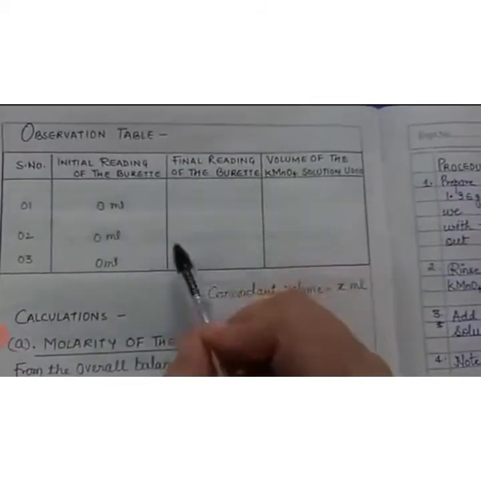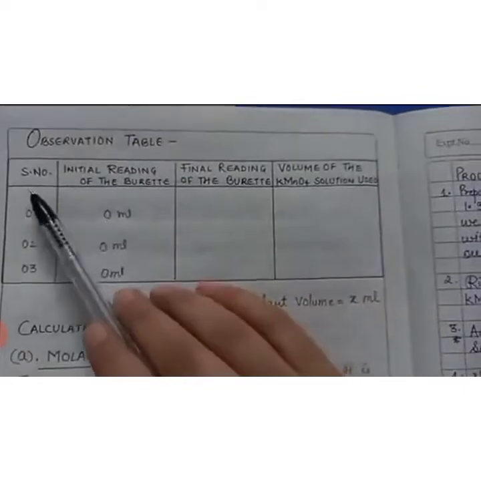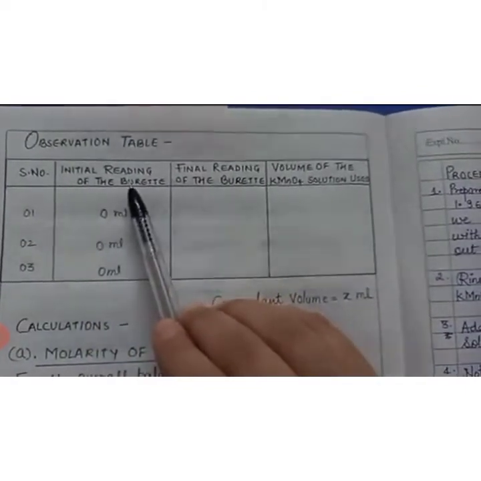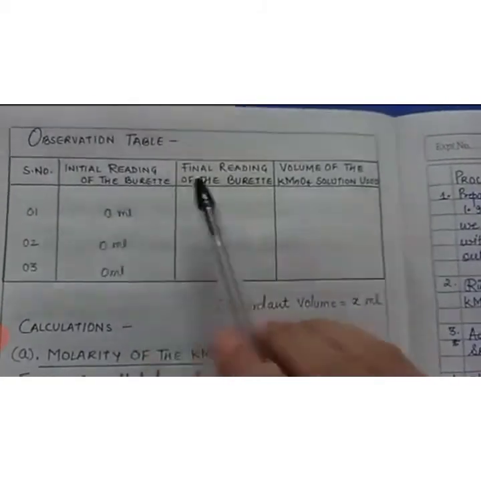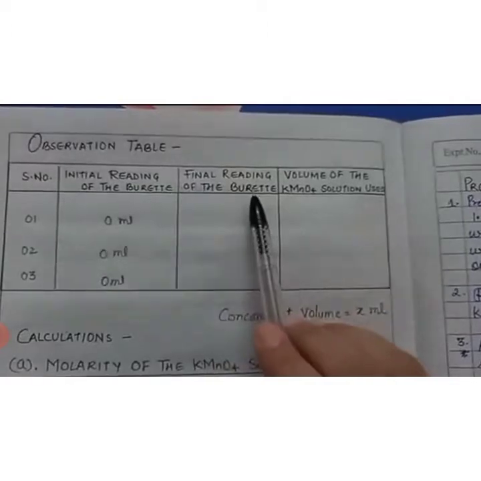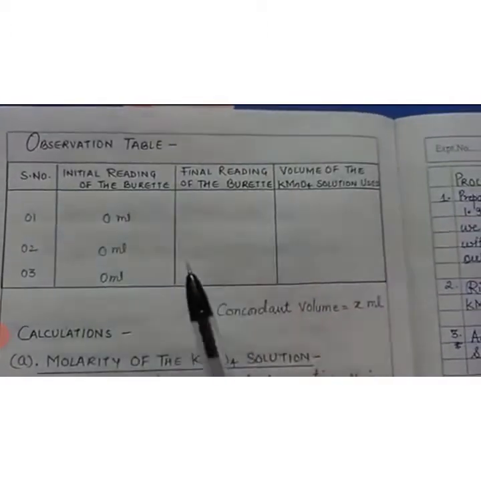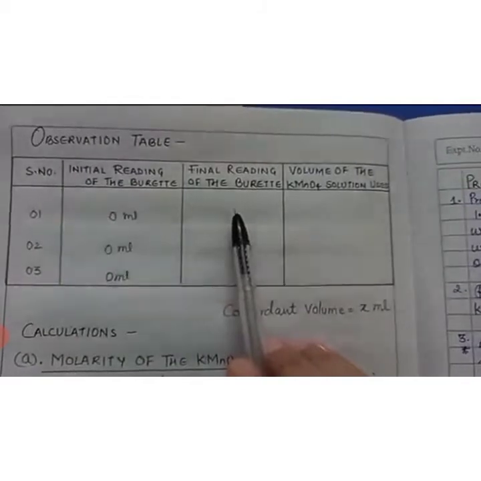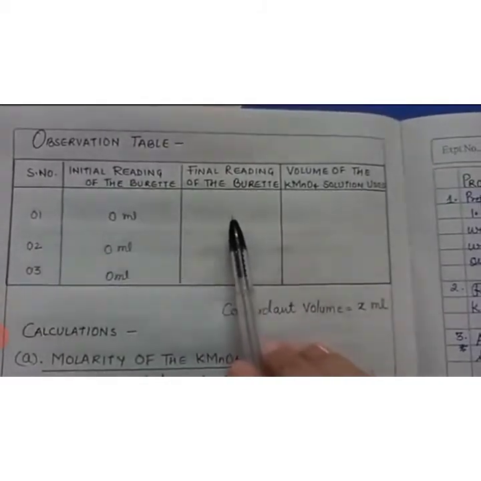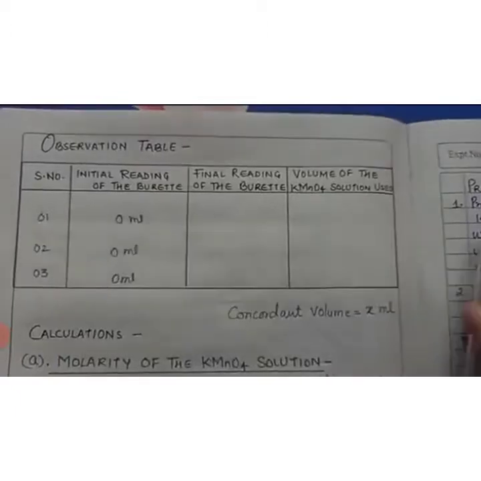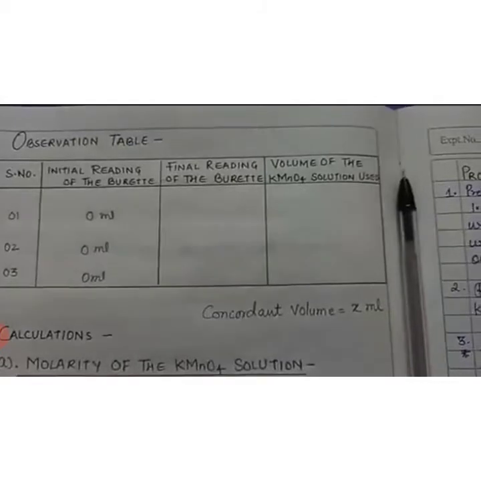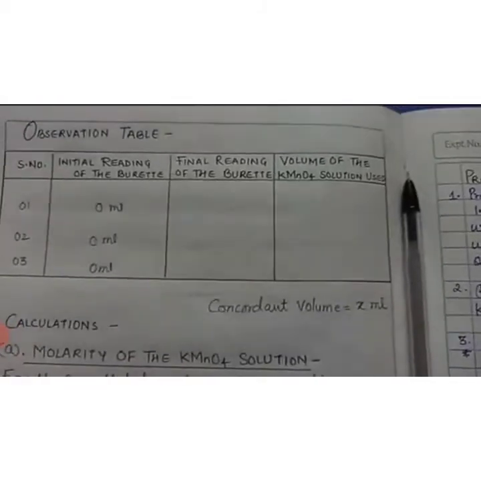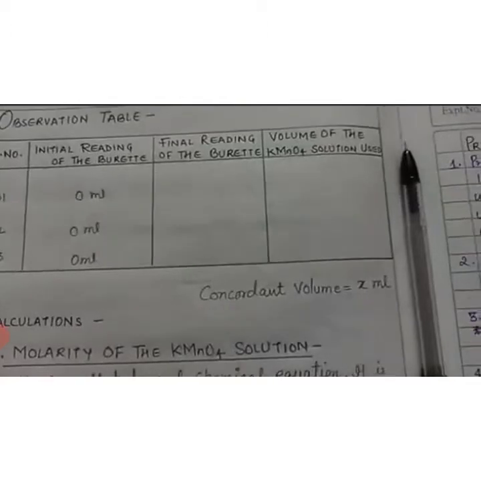Note down the reading when light pink color is obtained, which does not disappear on vigorous shaking. Repeat the experiment 2-3 times so as to get constant reading. 0 ml here is the initial burette reading, and the reading at which light pink color is obtained is your final reading. Find out the difference between final reading and initial reading so as to get the volume of KMnO4 solution used.